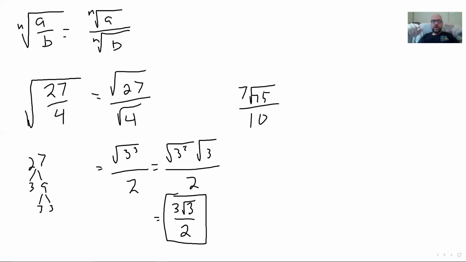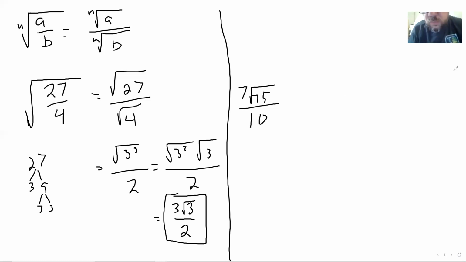Sometimes it's better to simplify first. Maybe I'll do another example. I don't think I have one planned for that. I want to show you what to do in a case like this, and then we will do one more where you want to simplify first. So 7 and 10, not going to touch them. I'm just going to work on square root of 75. And in fact, I'm going to go off to the side and do that one separately.